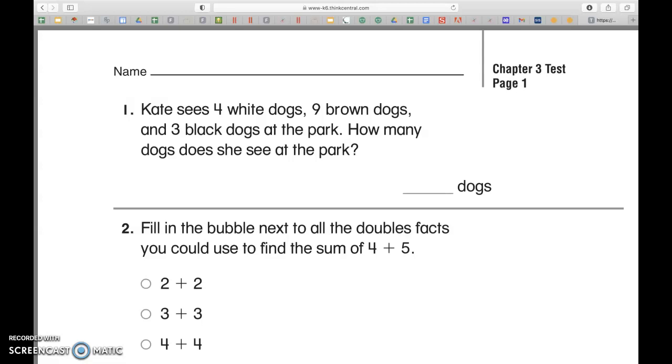I want to tell you that I believe in you and I think that you're going to do a great job on this. After I read each question, just go ahead and pause, allow yourself to do work time, and then you can hit play again to go on to the next question. I'm going to start here with question number 1.